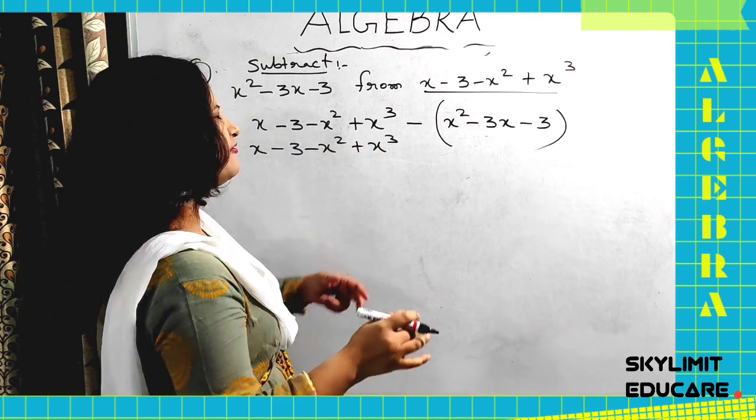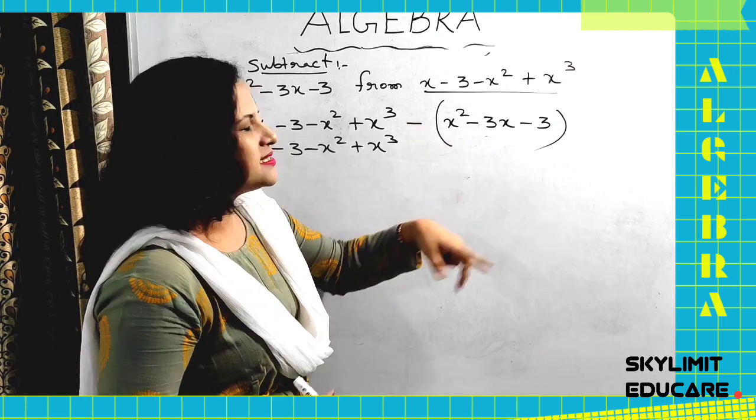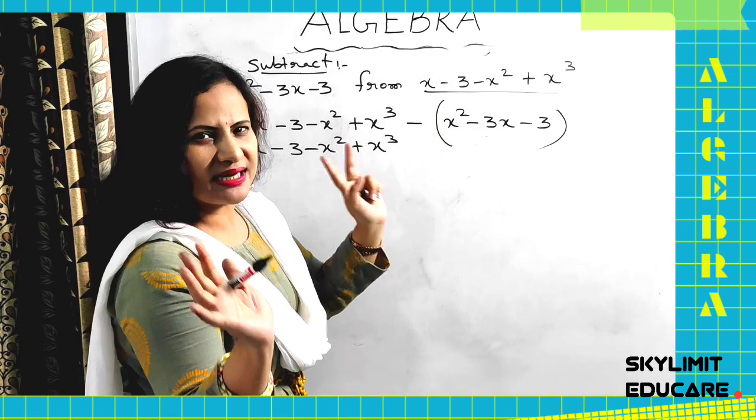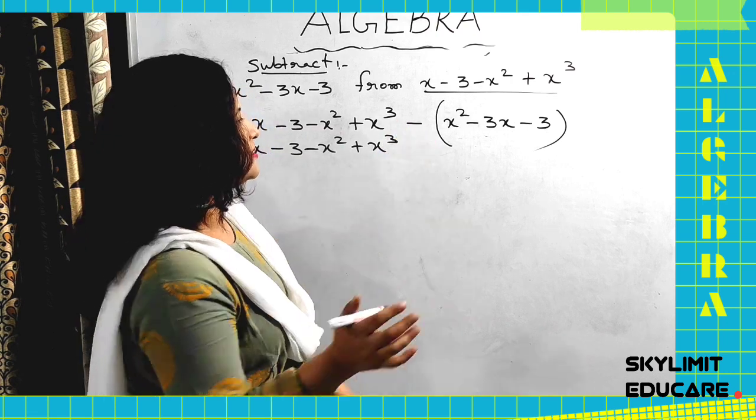Remember one thing, the shortcut way to remember is whenever you are outside the bracket, when you are having a minus sign, all the signs inside the bracket will change. The plus becomes a minus, the minus becomes a plus. That's it. So now outside the bracket a minus sign is there. So what will I do?